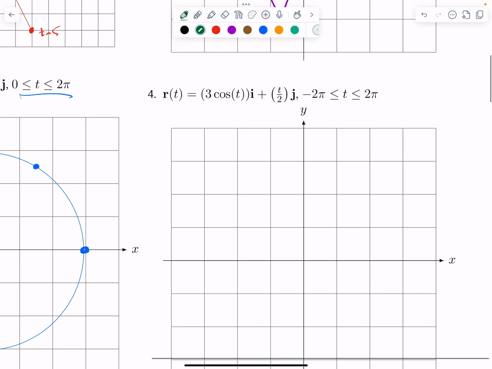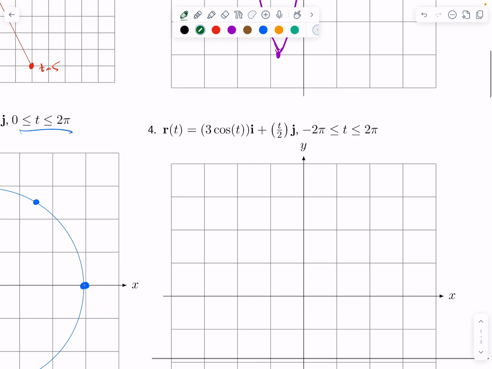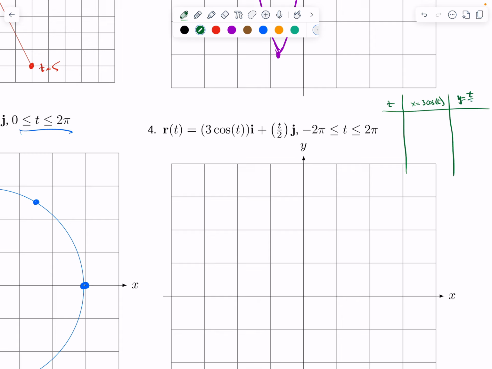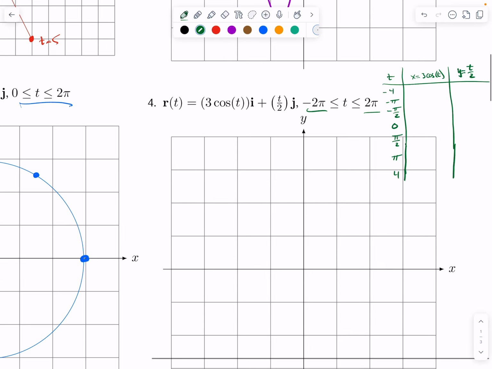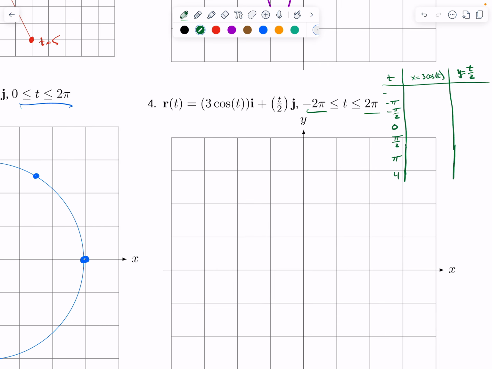Okay, so this is almost exactly the same situation, only we've switched the x and the y. So let's do this. x is 3 cosine of t. y is t over 2. So let's do -4, -pi, -pi over 2. There we go. Oh, this has a different range. I didn't even notice that. Okay, so we're going from -2 pi to 2 pi.